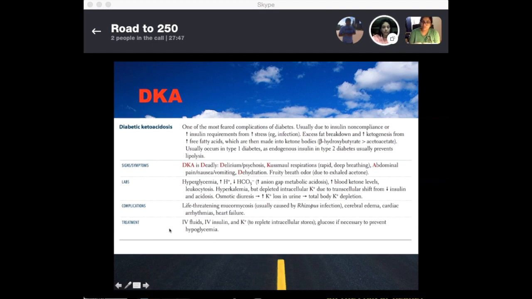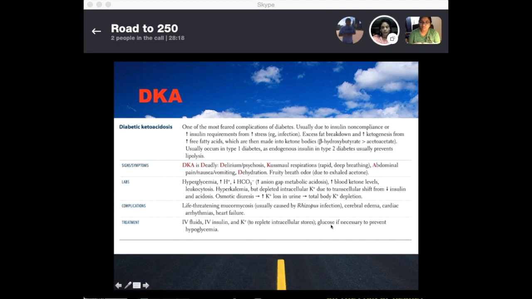In terms of treatment, it is very important that we initially give fluids to our patients, so hydrate them because they are dehydrated, and then give them IV insulin. And then potassium is important so that we can replete the intracellular stores, and monitoring the cardiac function is important while we are replacing the potassium.